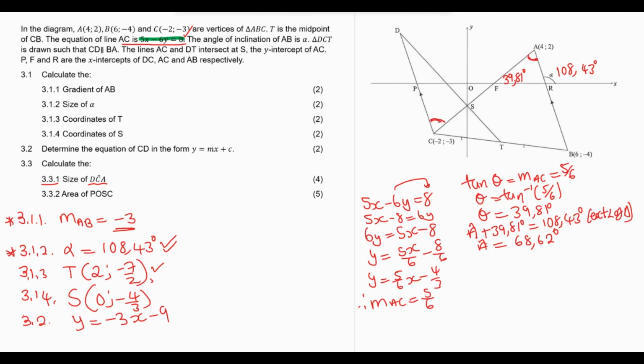Okay, and then this angle and this angle are alternate angles, just like we discussed. These are alternate angles, therefore they are equal. So angle DCA is equal to 68.62 degrees, since these are alternate angles, since CD is parallel to AB.